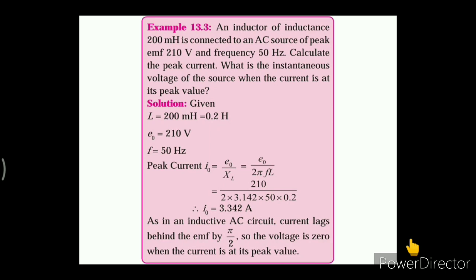The SI unit of the inductive reactance XL is the ohm, and the function of this inductive reactance is similar to that of the resistance in a purely resistive circuit.